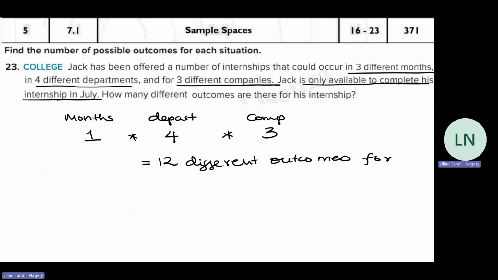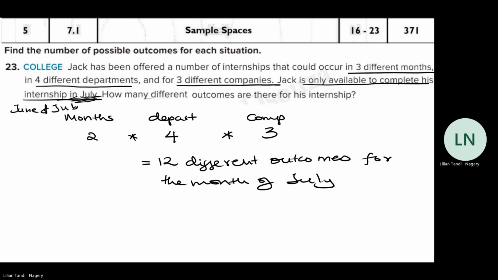For the month of July. The question told you July. If the question had told you June and July, then you'll change this to 2. If the question told you June, July, and August, then you would have changed this to 3. But because the question only told you July, you need to put here 1. Okay?